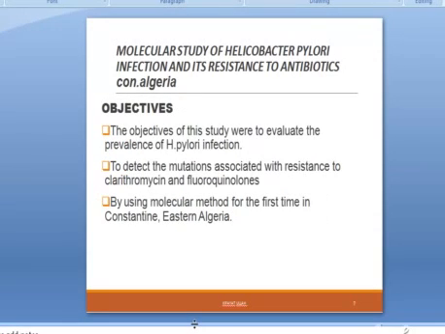Objectives. The objectives of this study were to evaluate the prevalence of H. pylori infection, and to detect the mutations associated with resistance to clarithromycin and fluoroquinolones by using a molecular method for the first time in Constantine, Eastern Algeria.